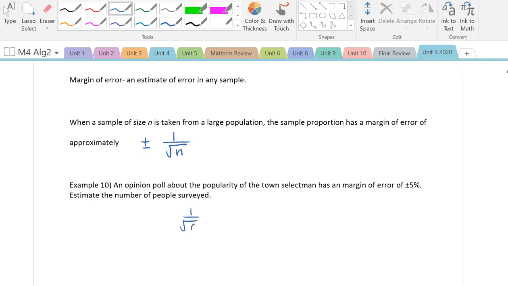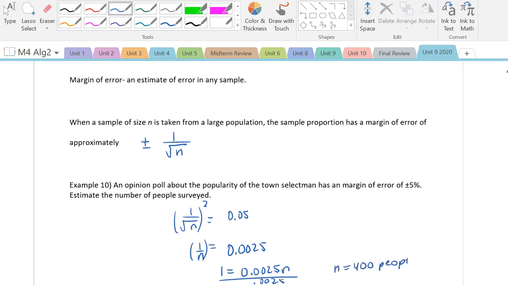Well, 1 over the square root of n is going to equal 0.05. So I'm actually going to square both sides first. And 0.05 squared is 0.0025. So n comes out as 400 people surveyed.